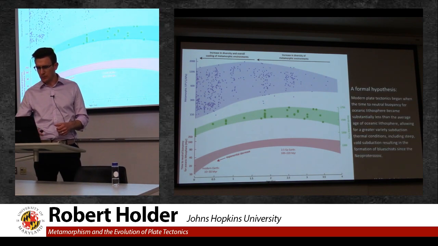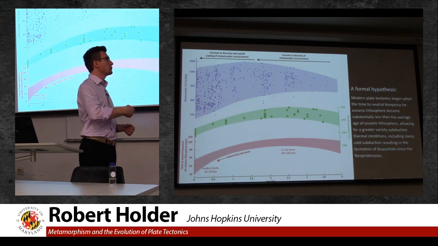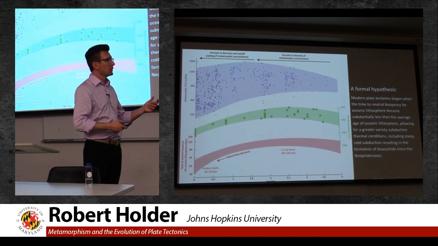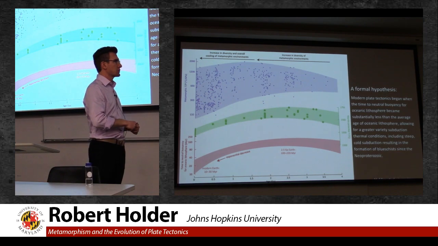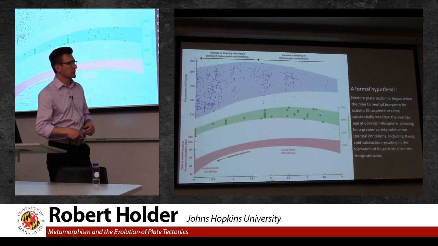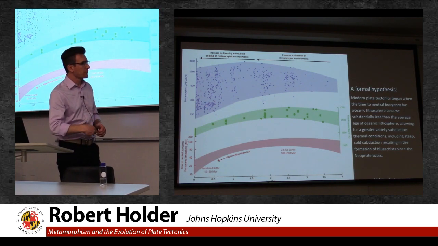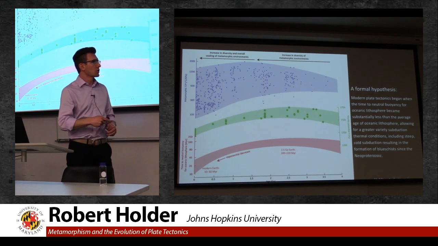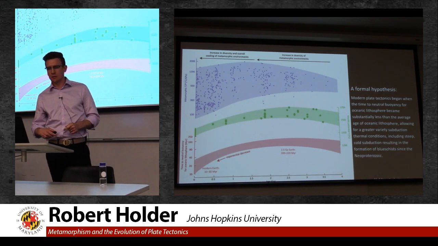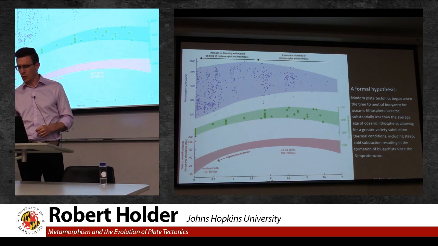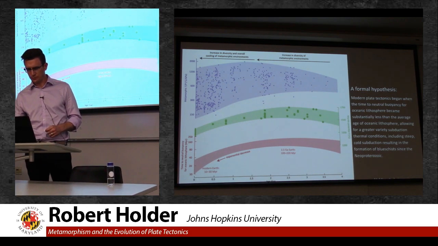So from these types of observations, we might propose a formal hypothesis that modern plate tectonics began when the time to neutral buoyancy for the oceanic lithosphere became substantially less than the average age of the oceanic lithosphere, allowing for a greater variety of subduction thermal conditions, including the steep cold subduction resulting in the formation of blueschist since the Neoproterozoic. That is the modern tectonics that we see.